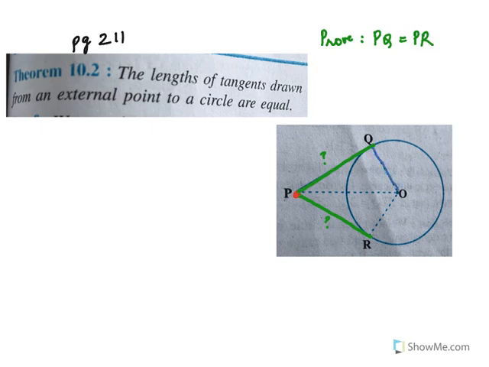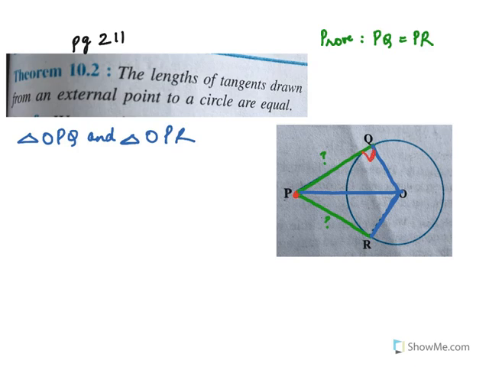So for that we will complete the triangle. I join this up, OP, and this is OR, and I will join here. So I have two triangles. Which are the two triangles? One is triangle OPQ, and I have triangle ORP. Let's prove that they are congruent.